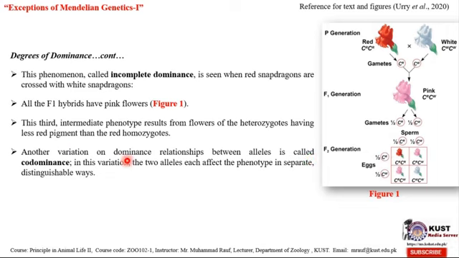Another variation on the dominance relationship between alleles is called codominance. In this variation, the two alleles each affect the phenotype in separate, distinguishable ways. So this is yet another case where we don't see complete dominance.